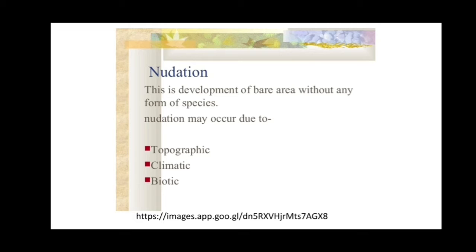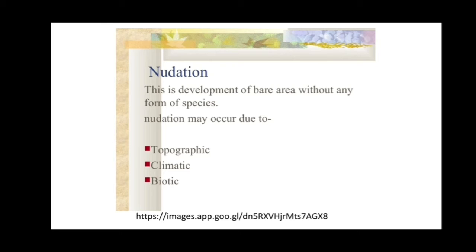Topographic factors like erosion by gravity, water, and wind, where the existing community may disappear. Topographic causes also include deposition of sands, landslides, and volcanic activity, etc. Climatic factors like drought, glaciers, hail, storms, frost, and fire destroy the community.